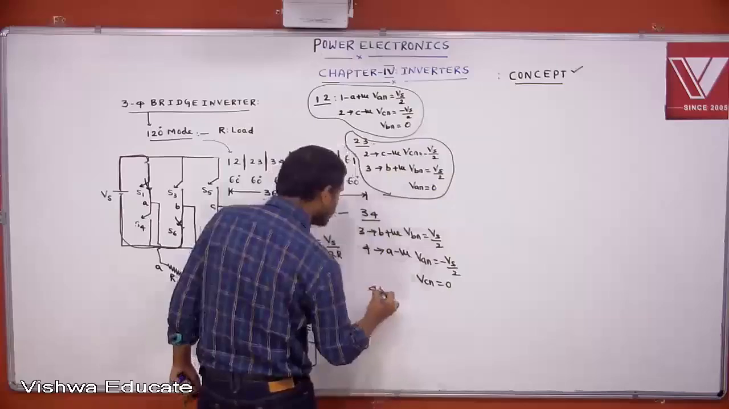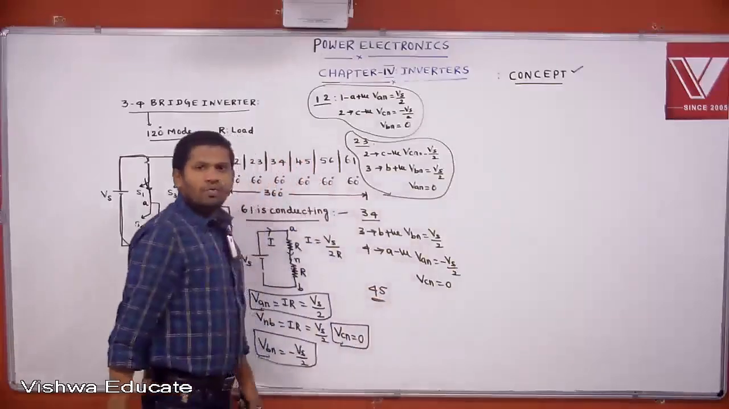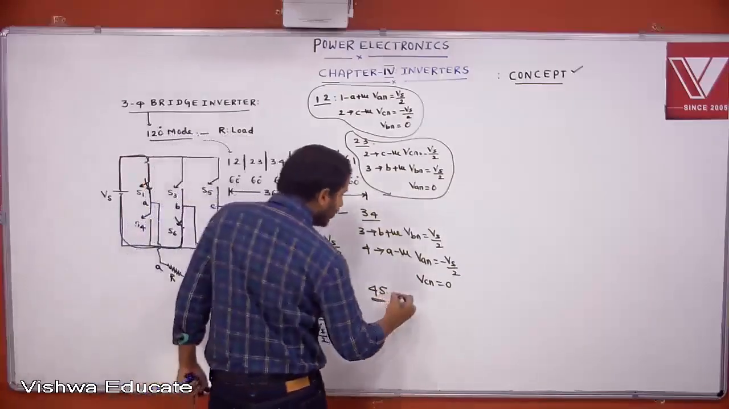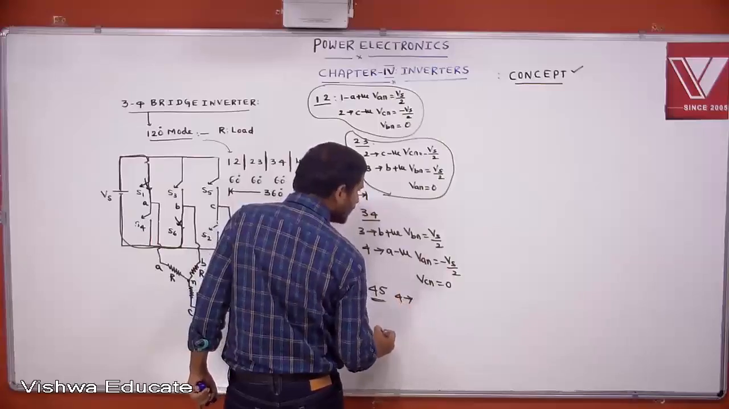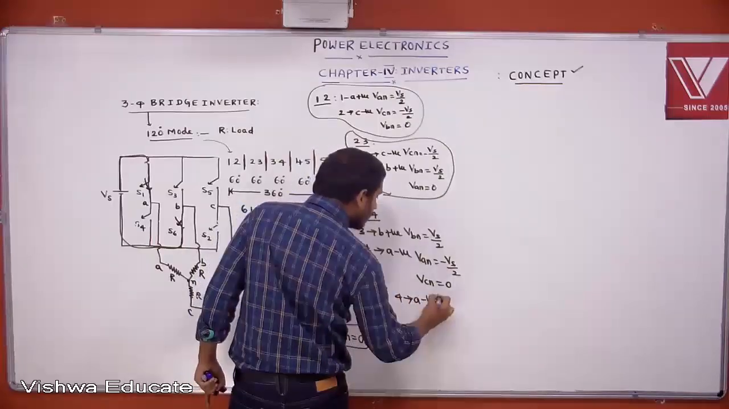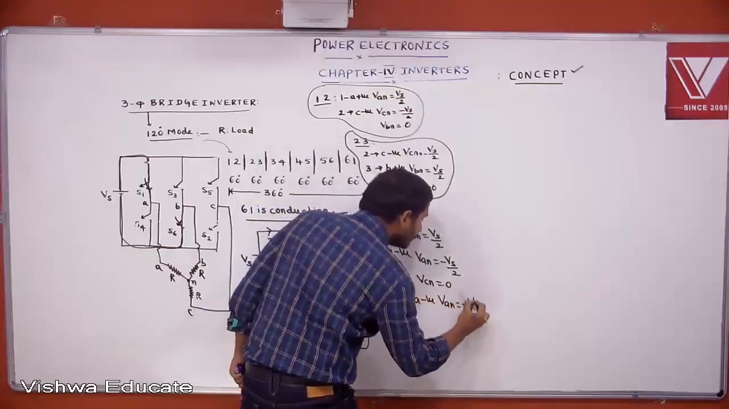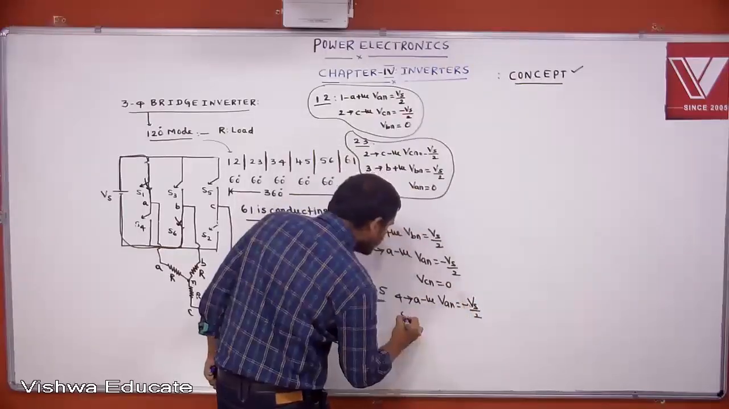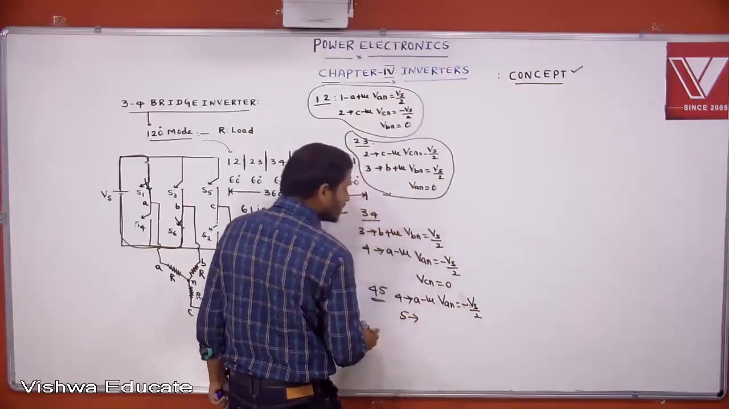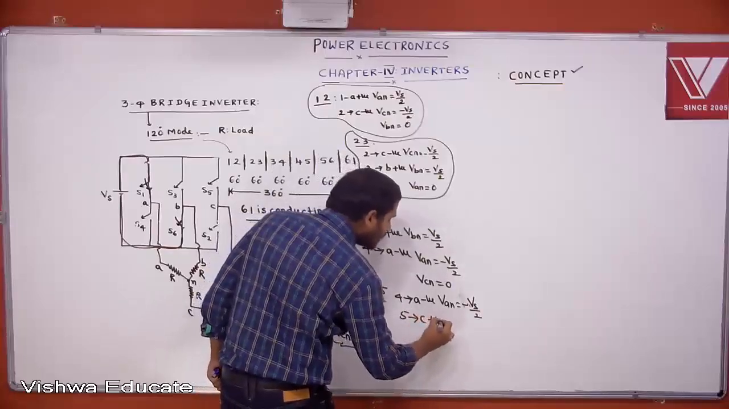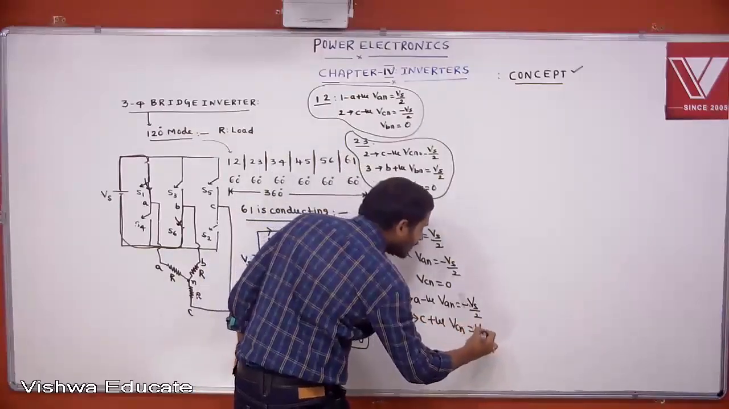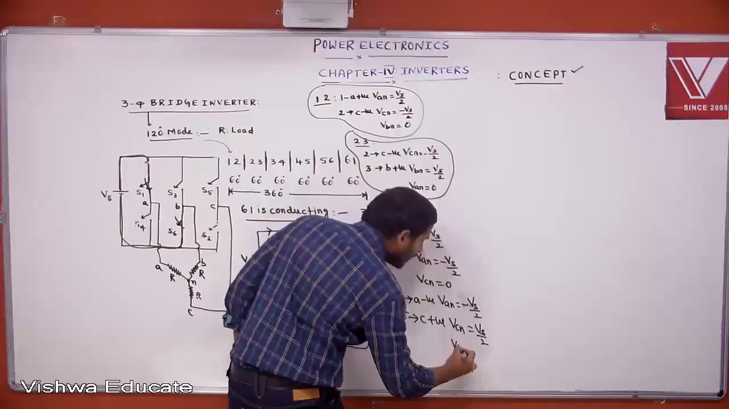Then 4 5. 4 5 is conducting. Tell me, 4 means which phase? A phase negative. What is VAN? Minus Vs by 2. 5 means which phase? 5 is C phase positive. What is VCN? Plus Vs by 2. Then what is VBN? 0.